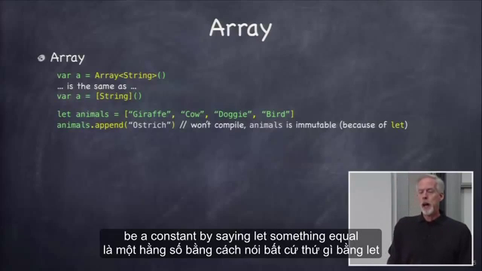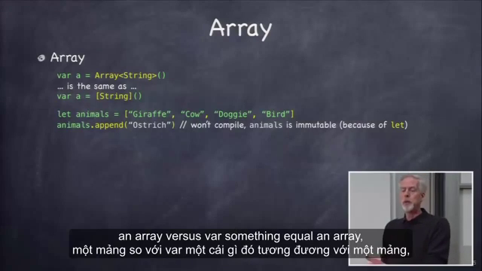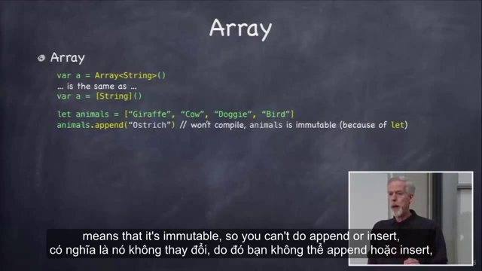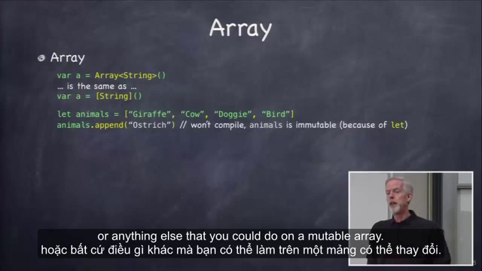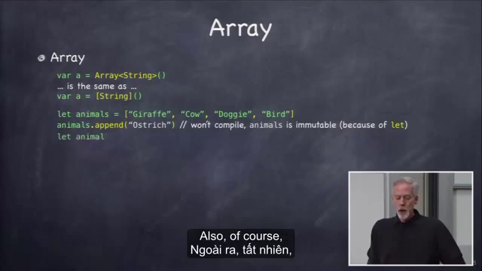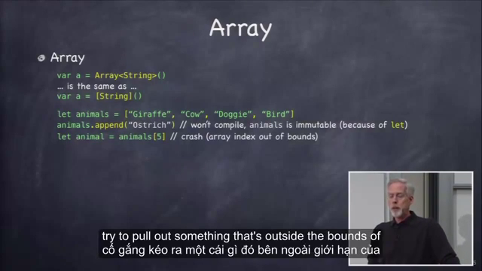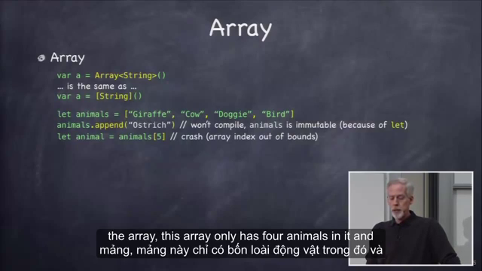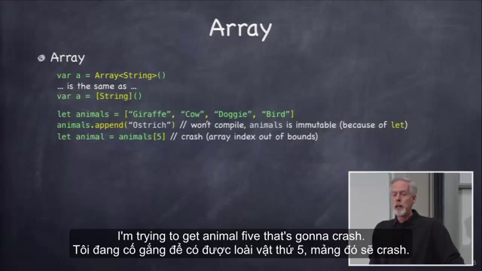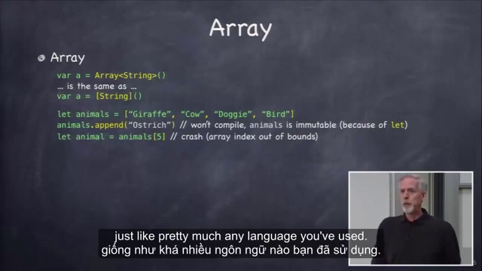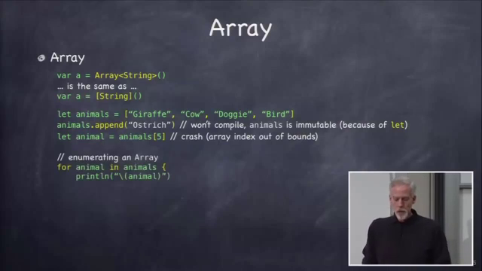I just want to make it clear that defining an array to be a constant by saying let something equal an array versus var something equal an array means that it's immutable. So you can't do append or insert or anything else that you could do on a mutable array. Also, of course, if you access an array with the square brackets and try to pull out something that's outside the bounds of the array, this array only has 4 animals in it and I'm trying to get animals 5, that's going to crash. Array index out of bounds, just like pretty much any language you've used.